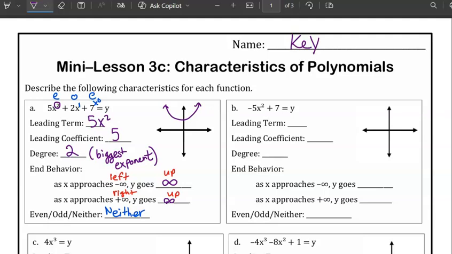B, negative 5x squared plus 7 equals y. The biggest exponent is 2, so the leading term is negative 5x squared. Leading coefficient is negative 5, and the degree is 2. We're going to have an upside down parabola this time. On the left side and the right side, the y is approaching negative infinity. They're going down on both the left and the right sides.